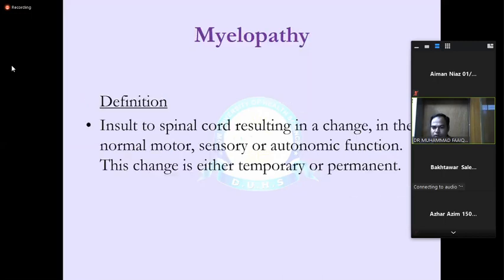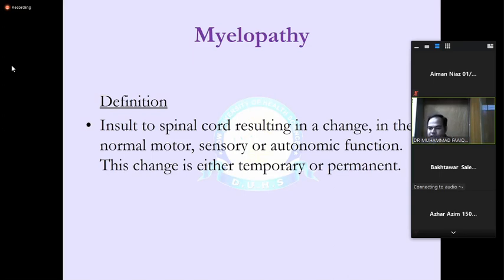Now we start our main topic, that is myelopathy. Up till now we have discussed the important relevant anatomy, and now we start our main topic, that is myelopathy. Before starting our discussion over myelopathy, let me tell you two important definitions. First is radiculopathy. Second one is myelopathy.